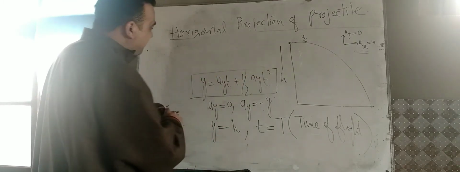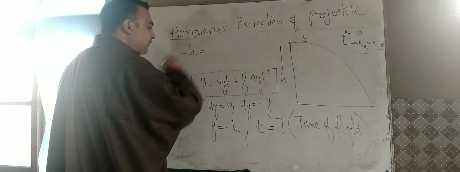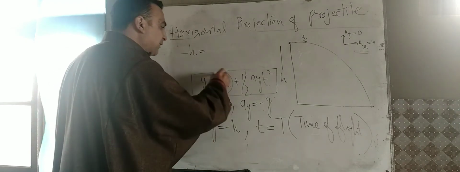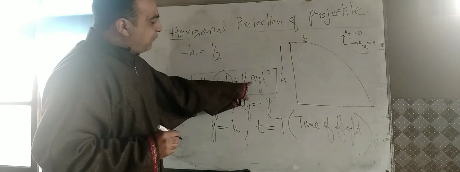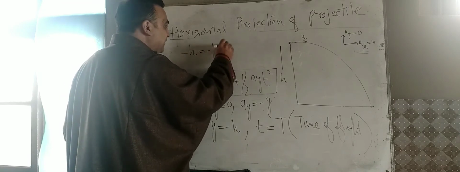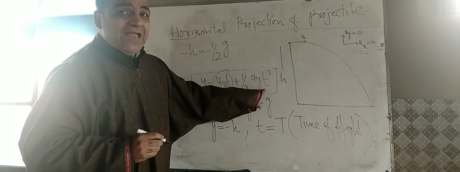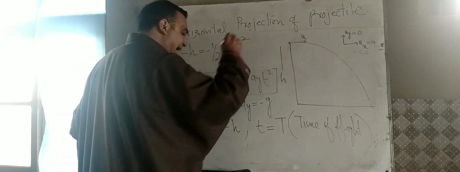Now, what we have to do is use these formulations in this equation. So instead of y, what should I write? I should write minus h is equal to uy is 0, so this term is gone. 1/2 is okay. Instead of ay, what should I write? Minus g. So minus I will write outside. This will be g T square. This T refers to time of flight now. So here I will write T square.